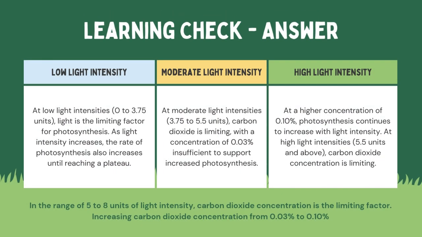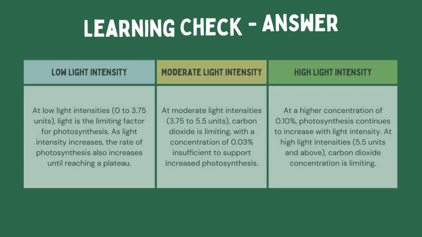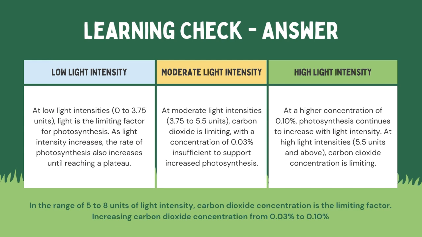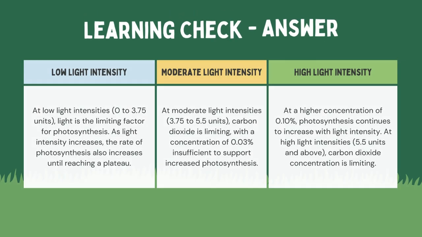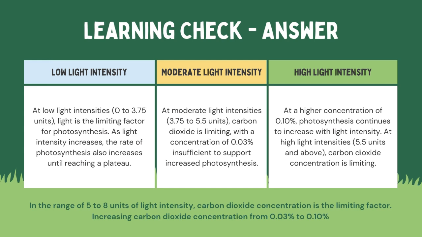Learning check. Answer. Low light intensity. At low light intensities, 0 to 3.75 units, light is the limiting factor for photosynthesis. As light intensity increases, the rate of photosynthesis also increases until reaching a plateau.